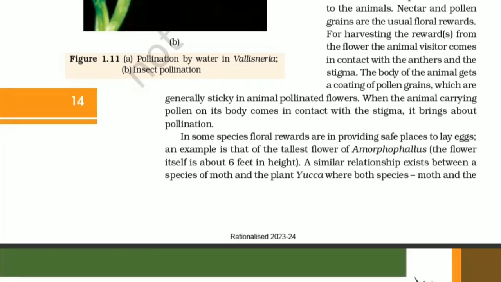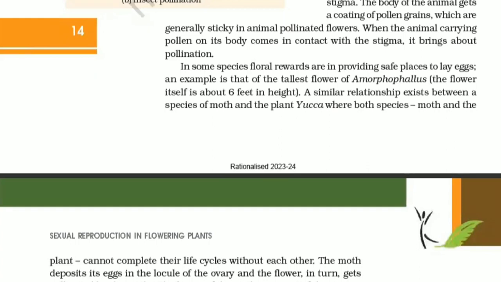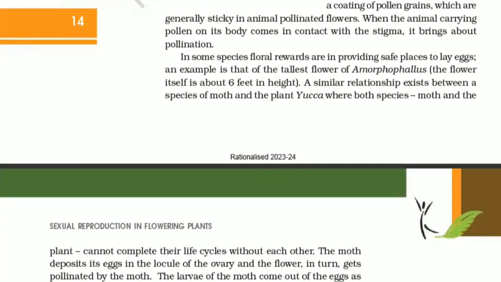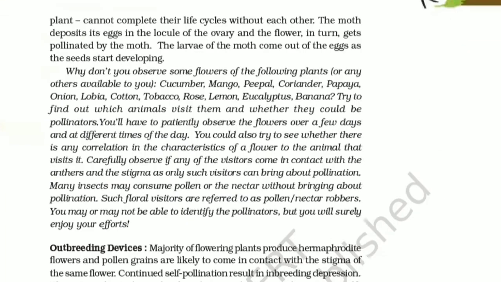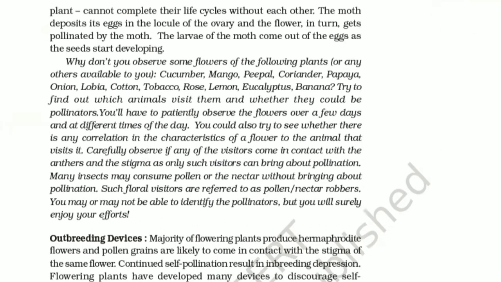In some species, floral rewards are in providing a safe place to lay eggs. An example is that of the tallest flower of Amorphophallus. The flower itself is about 6 feet in height. A similar relationship exists between a species of moth and the plant yucca, where both species, that is the moth and the plant, cannot complete their life cycle without each other. The moth deposits its egg in the locule of the ovary, and the flower in turn gets pollinated by the moth. The larvae of the moth come out of the egg as the seeds start developing.